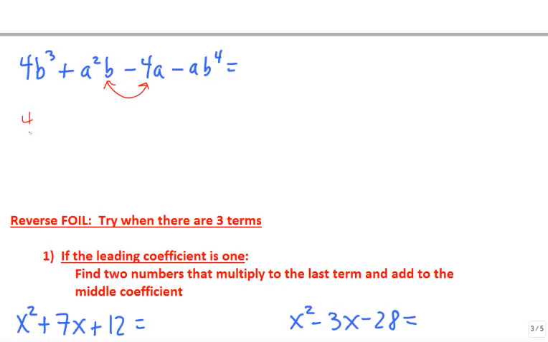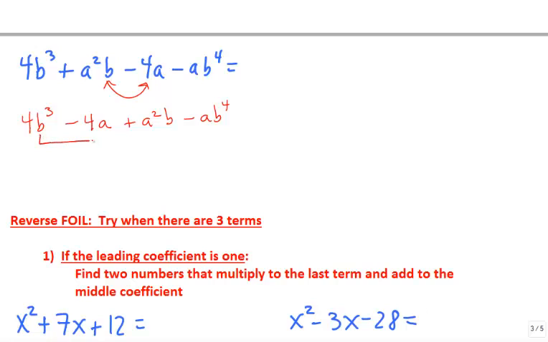I'm going to leave the 4b cubed in front, but I'm going to put the minus 4a next, and then I'm going to put the a squared b term, and then I'm going to leave the minus ab to the 4th on the end. Now this is the same as what I started with because addition is commutative, so you can move terms around like this and not change the problem. But let's see if grouping now works better by turning these terms around.